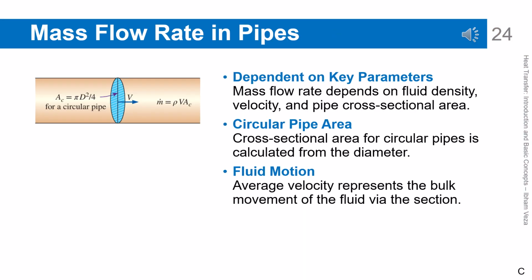Mass flow rate in pipes. Mass flow rate depends on the fluid density, flow velocity, and the cross-sectional area of the pipe. For a circular pipe, the cross-sectional area is determined directly from the diameter. The average velocity represents the bulk motion of the fluid passing through the section. This concept is very important in the analysis of flow systems and heat exchangers. Without knowing the mass flow rate, energy transfer in flowing systems cannot be calculated.